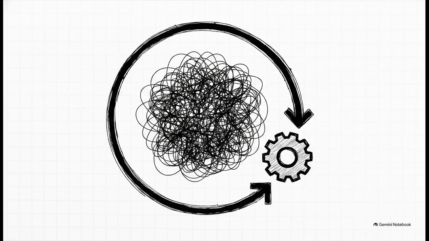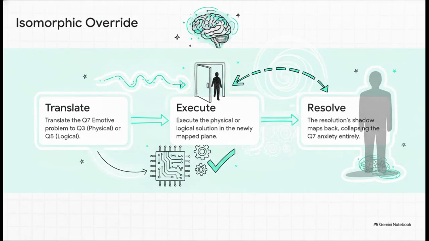The text defines these traps as isomorphism-exclusive states. If a problem exists in plane 7, the emotive plane, trying to solve it exclusively with plane 7 tools traps you in a recursive loop. You're just spinning your tires in the mud because the planes are exclusive. You literally cannot outfeel a feeling. So here is the isomorphic override. This is a highly practical, step-by-step mental hack to troubleshoot your own psychological bugs.